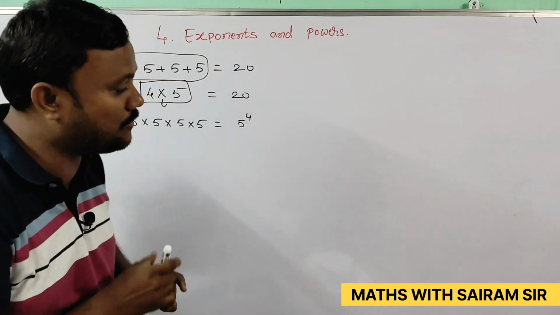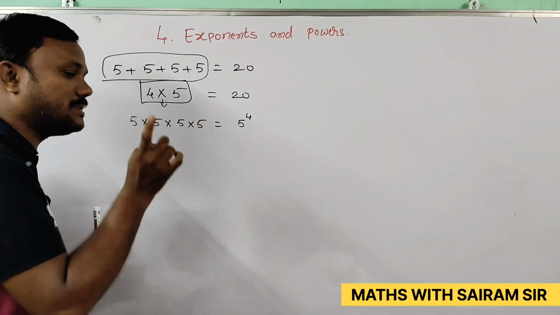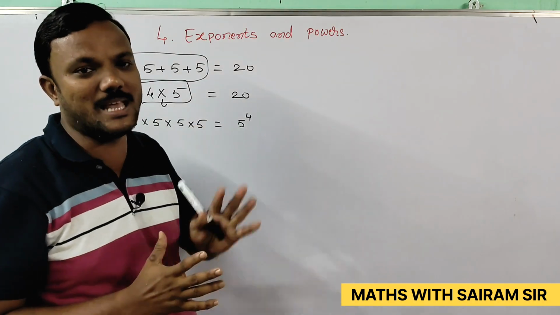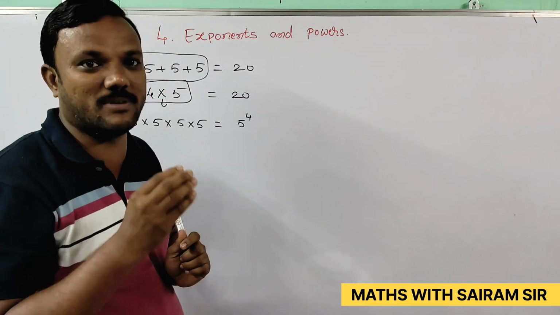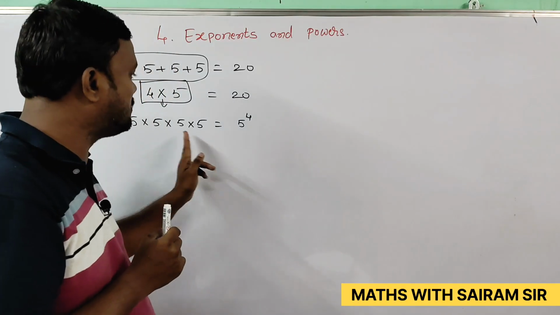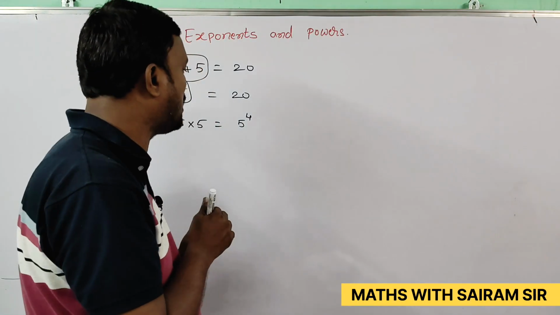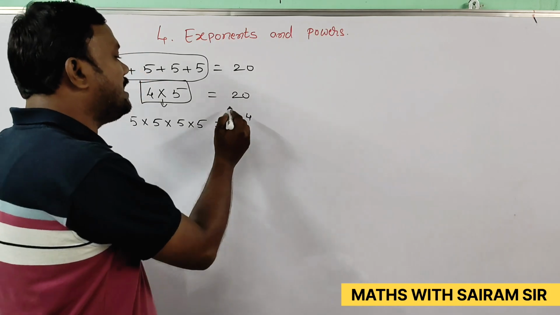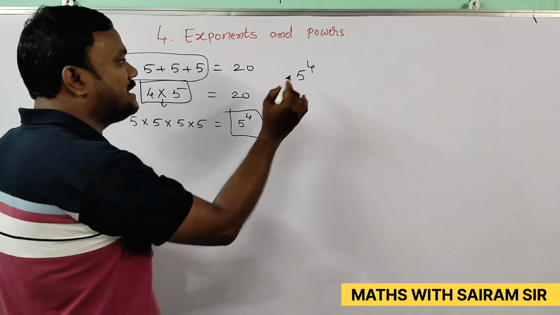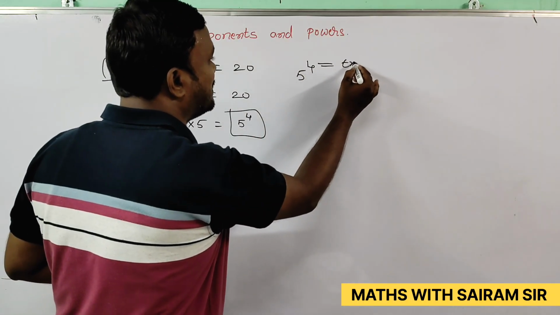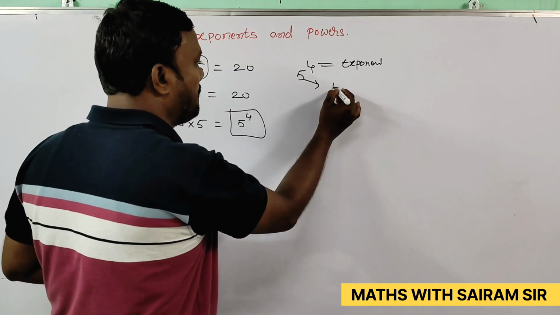That is why we use exponents and powers: to represent the repeated multiplication of the same number by itself. I hope now you got a clear idea regarding exponents. In 5 to the power of 4, this 4 is known as the exponent, and this 5 is called the base.